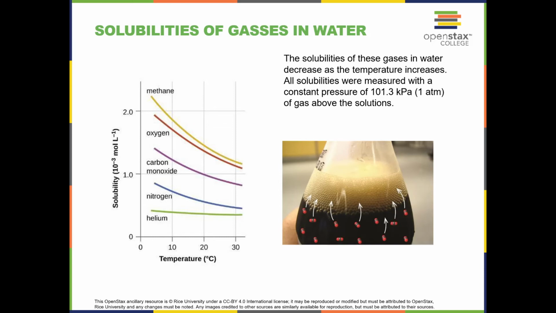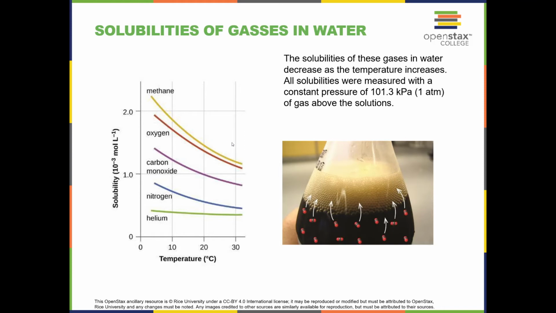So in the previous section, we looked at the solubility of solids in water and found that as temperature increases, generally the solubility also increases. But if we look at different gases, methane, oxygen, carbon monoxide, nitrogen, helium, the solubility of these gases decreases as temperature increases. Another interesting thing to point out that we'll talk about in just a minute is that the solubility of the different gases is different based on the molecule. So CH4 is a different molecule than O2, but also their solubility is different.